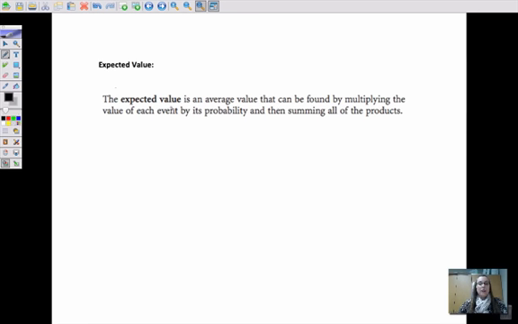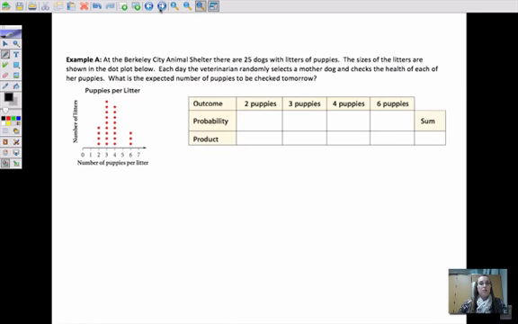The expected value is an average value that can be found by multiplying the value of each event by its probability and then summing all of the products. Okay? So get that written down, pause the video if you need to, and then I'm going to go through an example here.